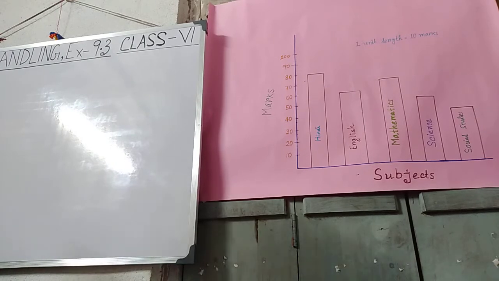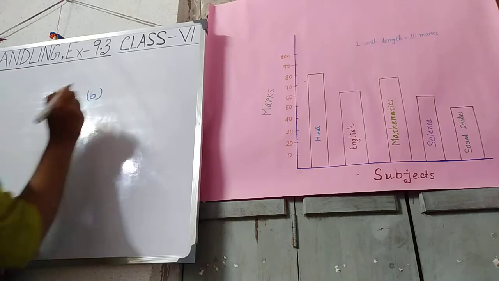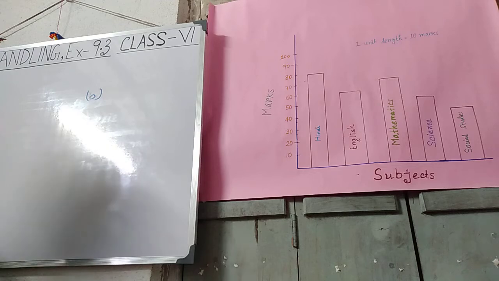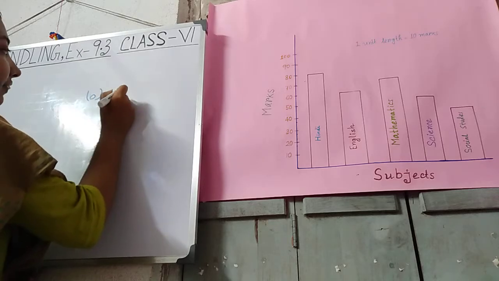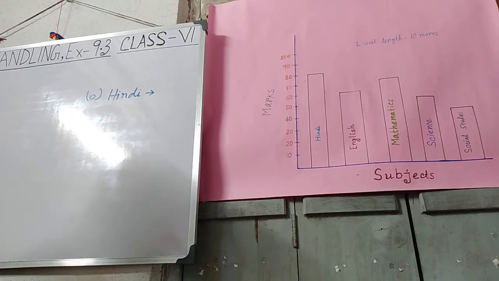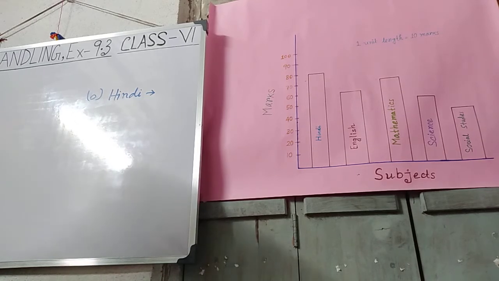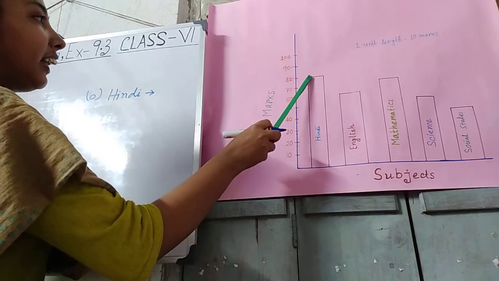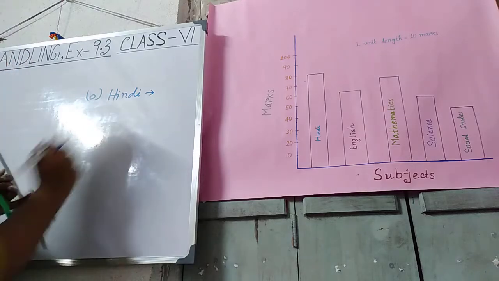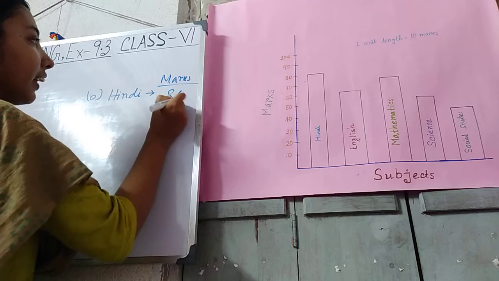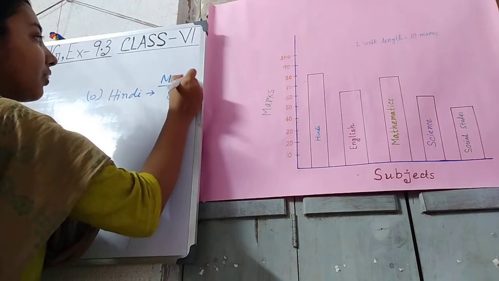So from bar graph we can easily say that state the name of the subjects and marks obtained in each of them. So here in bar graph our first subject is Hindi. So we will write Hindi at first. After that, marks obtained by Aziz in Hindi, we have to write. So from bar graph we can easily say that in Hindi Aziz scored 80 marks. So marks will be 80. For Hindi marks will be 80.